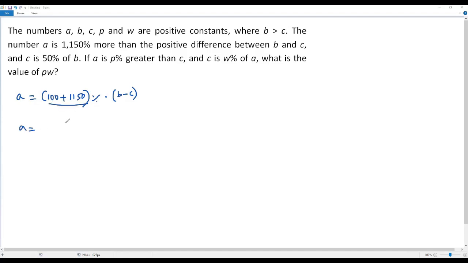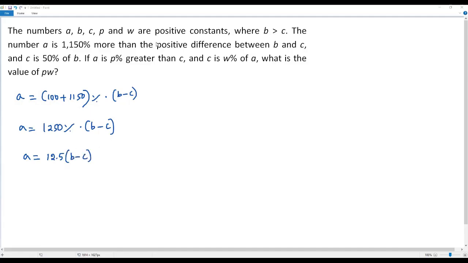When I add this one and this one, I am getting 1250% times b and c. Okay, now what we can do is we can convert this percentage to decimal. For that, we have to divide this value 1250 by 100. When I do so, I am getting 12.5. That is 12.5 times b negative c.